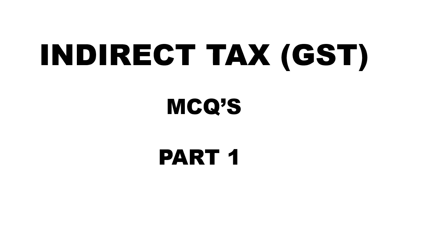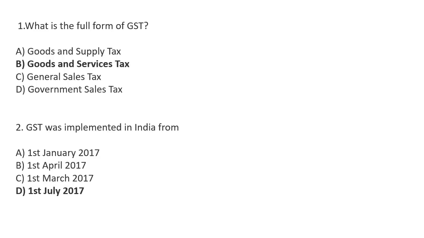Indirect tax, GST MCQs Part 1. What is the full form of GST? The full form of GST is Goods and Services Tax. GST was implemented in India from, the answer is 1st July 2017. So from 1st July 2017, GST has been implemented in India.